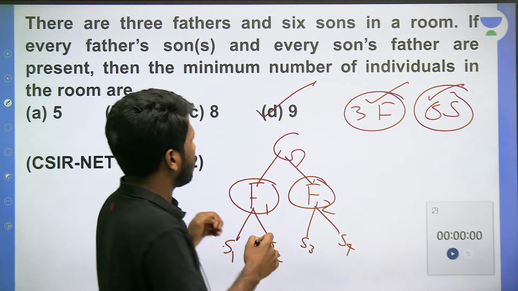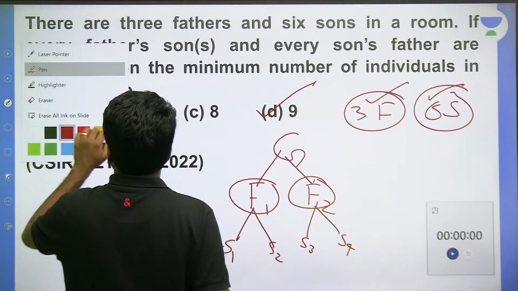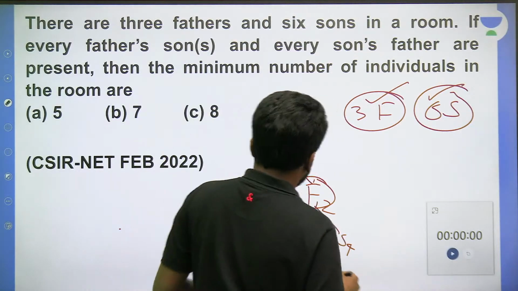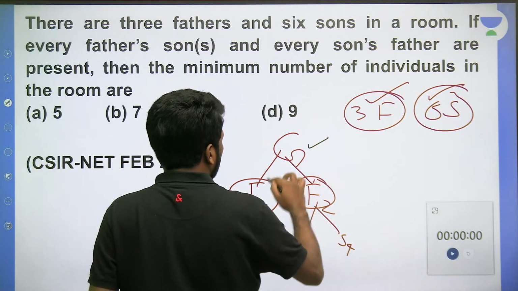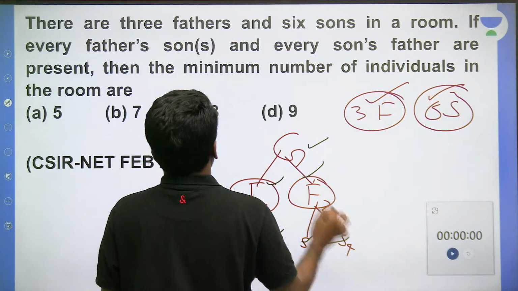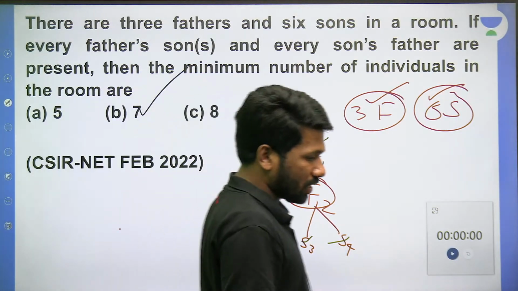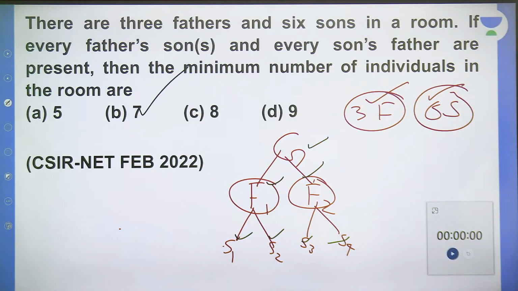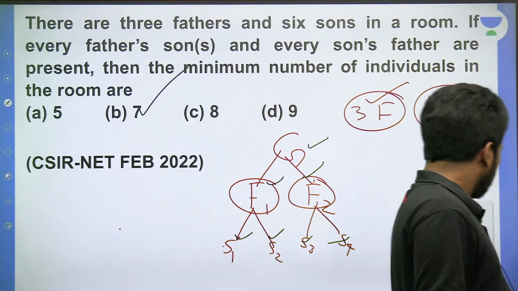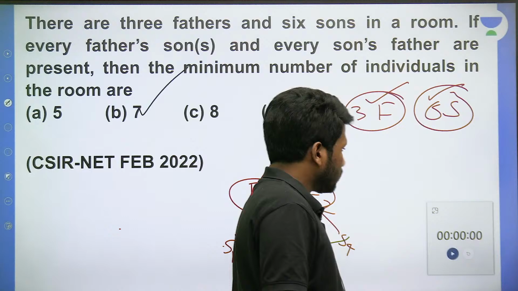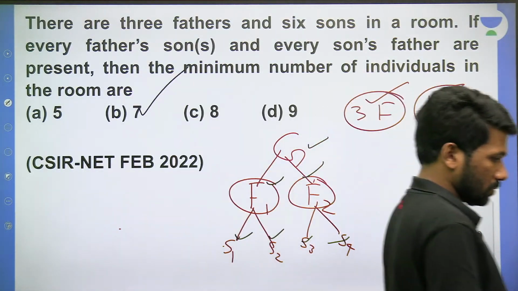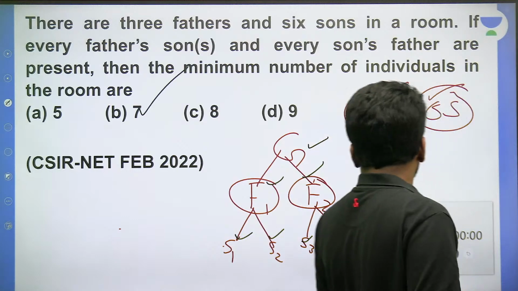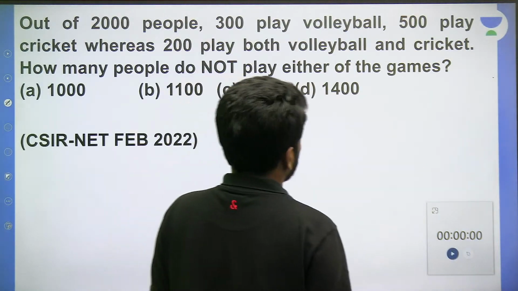Sorry, not 9. The question is not asking total relations. Now, total how many people? Total number of people will be 1, 2, 3, 4, 5, 6, 7 only. So option B, 7 is the correct answer. All clear? Please respond. How 7 is the answer? So that way we can say option B is the answer. If that is clear, try this question also.